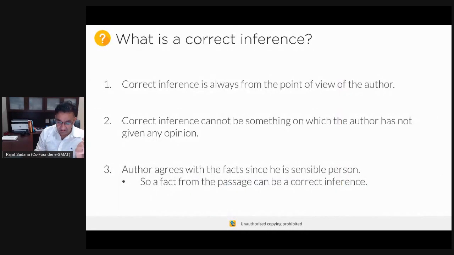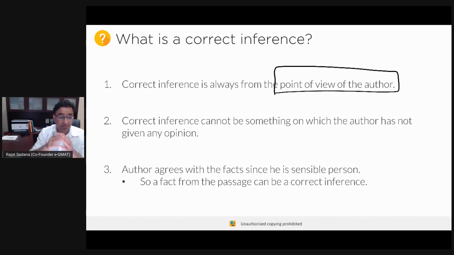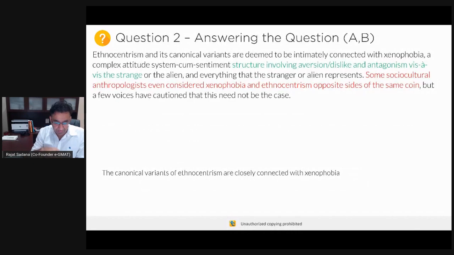All right, over here. Now, what's an inference? An inference is something which the author believes to be 100% true. That's always from the point of view of the author. A correct inference cannot be something on which the author hasn't given any opinion, right? So if the author presents someone else's opinion, you can't infer that, right? It has to be the author's opinion. And then if there are facts presented in a passage, as in a CR argument, they are considered to be true. On the GMAT, the test would never ask you to question facts.